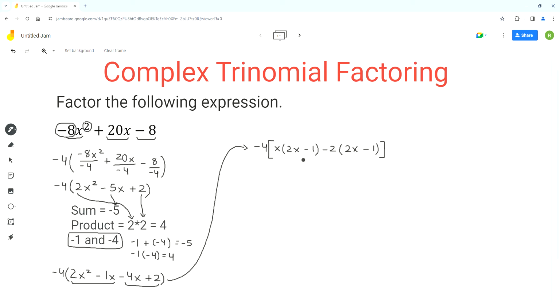Now we can see that both parentheses have the same expression. So now we can factor out that common expression in the 2 parentheses. So 2x minus 1. And then in the second parentheses, we can write what's left over from these 2 terms. The x comes from here and the -2 from here. And this is the final answer for the factored form of this given trinomial. So these are the steps you have to keep in mind to factor a complex trinomial like this one.